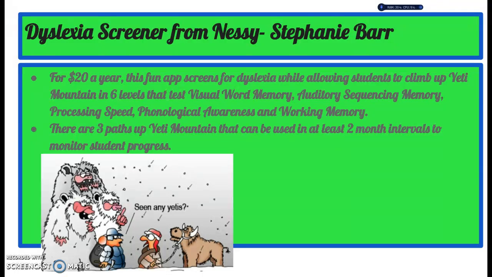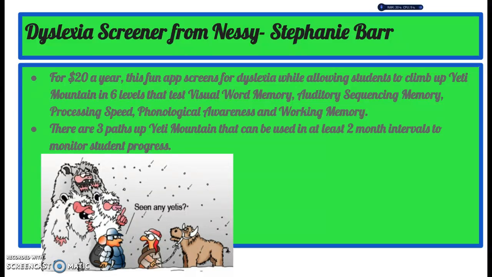Our next one, Stephanie Barr also researched this one, and she did a really good job explaining. It's called the Dyslexia Screener from Nessie, and it is only $20 for a whole year, and so this would be a great tool to use while we are screening our students, and even after screening your students to progress monitor and things like that. This is actually an app, and so it could be used on an iPad.